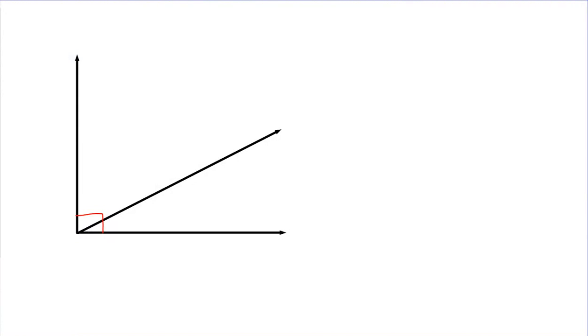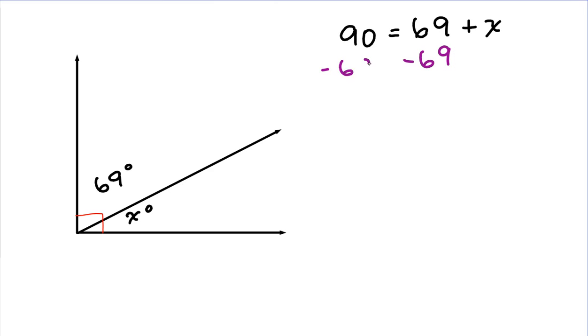Here we see another 90-degree angle, and we want to solve what x is. So let's say this is 69 degrees, and this is x degrees. Well, we know that these angles are going to be complementary because they add up to 90 degrees. So we're going to use the equation 90 degrees equals 69 degrees plus x. Then we subtract 69 from each side in order to solve for x. And we are left with 21 equals x. So x equals 21 degrees.